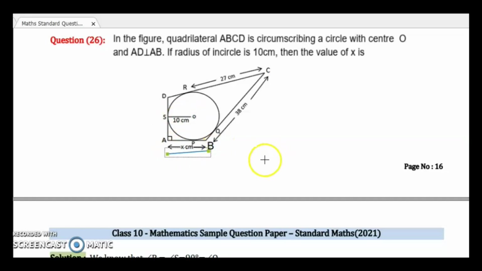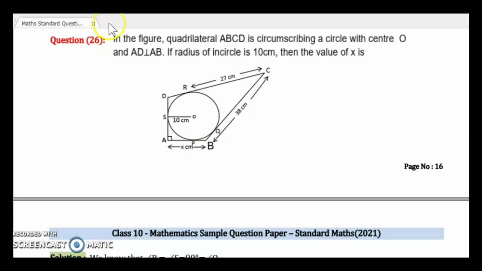What is going to be the value of x? The value of x is actually the length AB. What is AB? AB is AP plus PB. If we estimate the quantities AP and PB, then adding them together, we get the value of AB, that is the value of x.